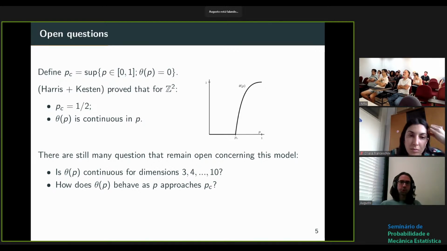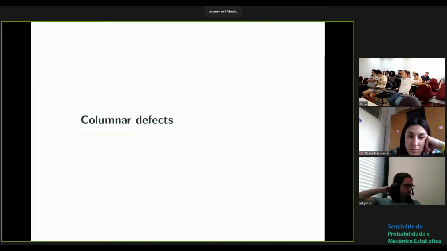And the way in which theta approaches 0 as p approaches PC is also understood in high dimensions, larger or equal to 11, and in dimension 2 for one specific lattice, which is the honeycomb lattice, not the square one. For the square one, it's still a very big open problem. But we're not going to talk about this model. We're going to talk about a modification of it, but it's good to keep that in mind.